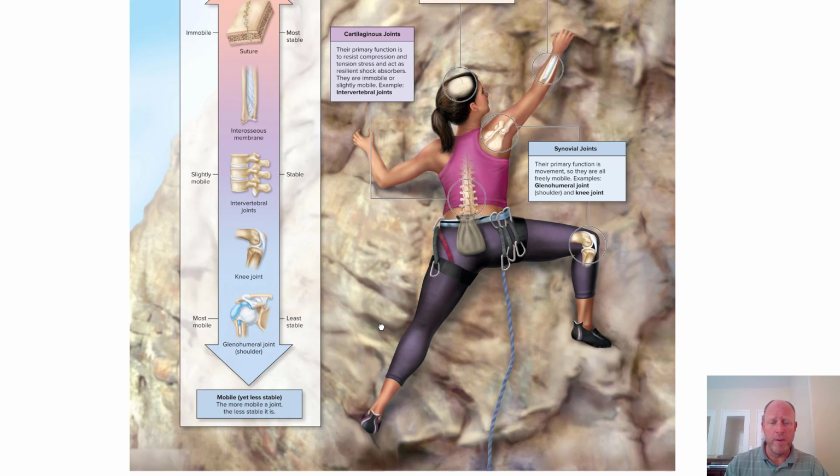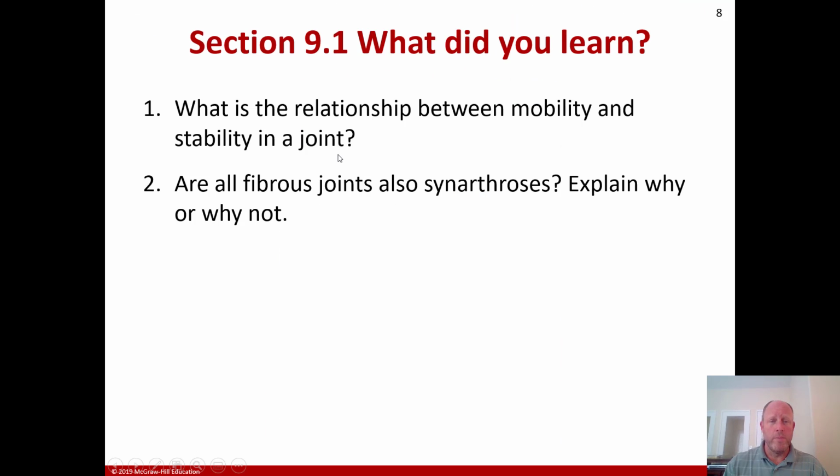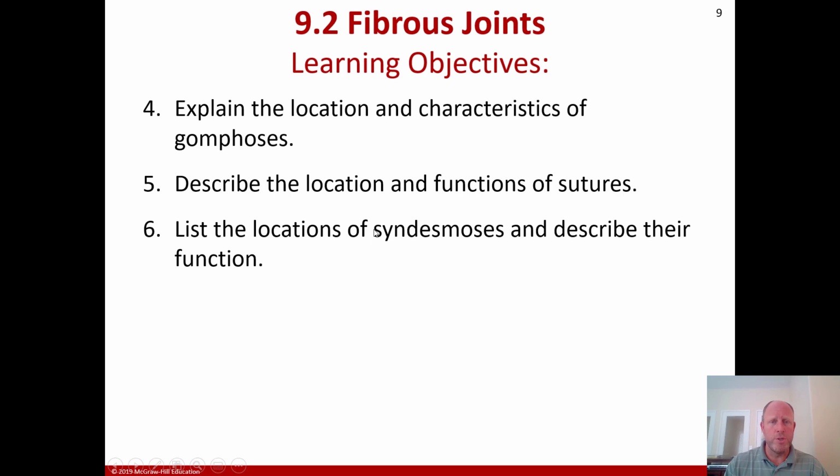You give up mobility when you have stability, and you give up stability when you have mobility. So you should now be able to define the relationship between mobility and stability in a joint, and answer: are all fibrous joints also synarthroses, and explain why or why not. And we're going to go ahead into section 2 here, talking about fibrous joints.